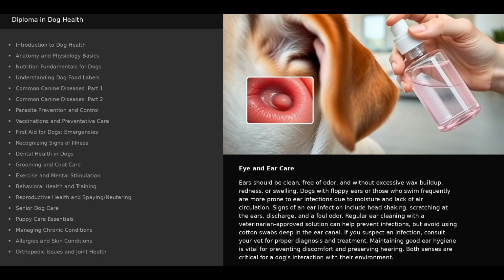Regular ear cleaning with a veterinarian-approved solution can help prevent infections, but avoid using cotton swabs deep in the ear canal. If you suspect an infection, consult your vet for proper diagnosis and treatment. Maintaining good ear hygiene is vital for preventing discomfort and preserving hearing. Both senses are critical for a dog's interaction with their environment.